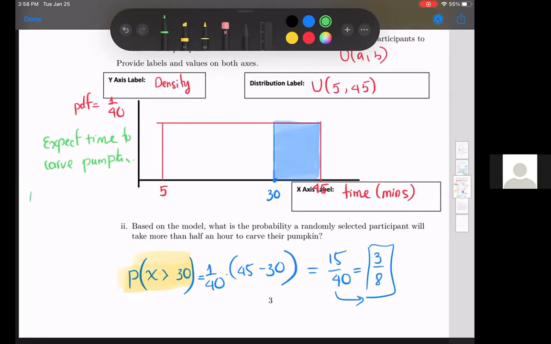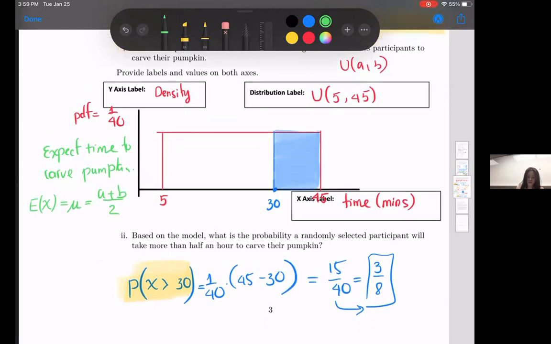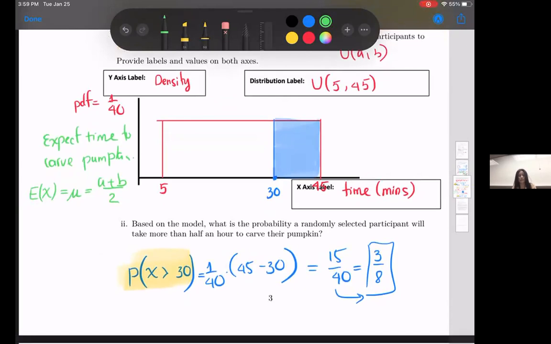E of X, or mu. Yeah, capital E, not a little e, capital E of X equals. So capital E of X, the expected value, is the same thing as the population mean. This is the average. This is a uniform distribution. Each distribution has its own expected value formula. This is uniform, so it's A plus B over 2. And then you plug in the numbers. Make sure you don't forget units. So 25 minutes, right?